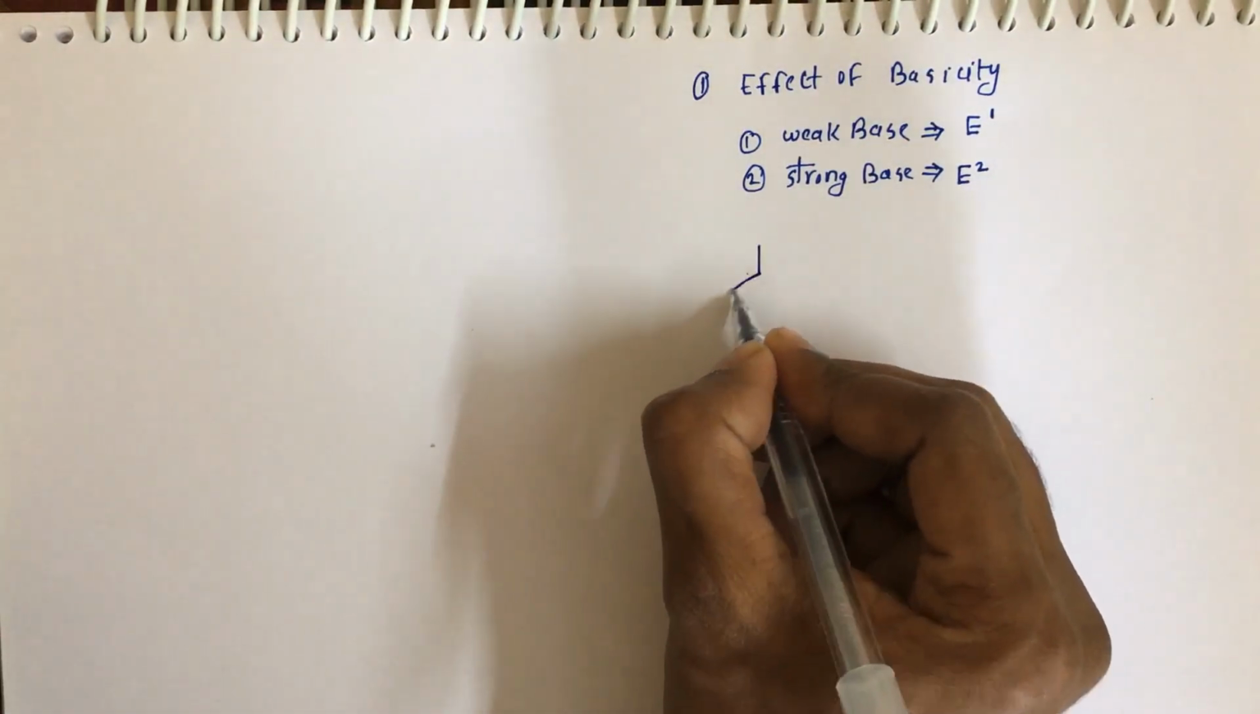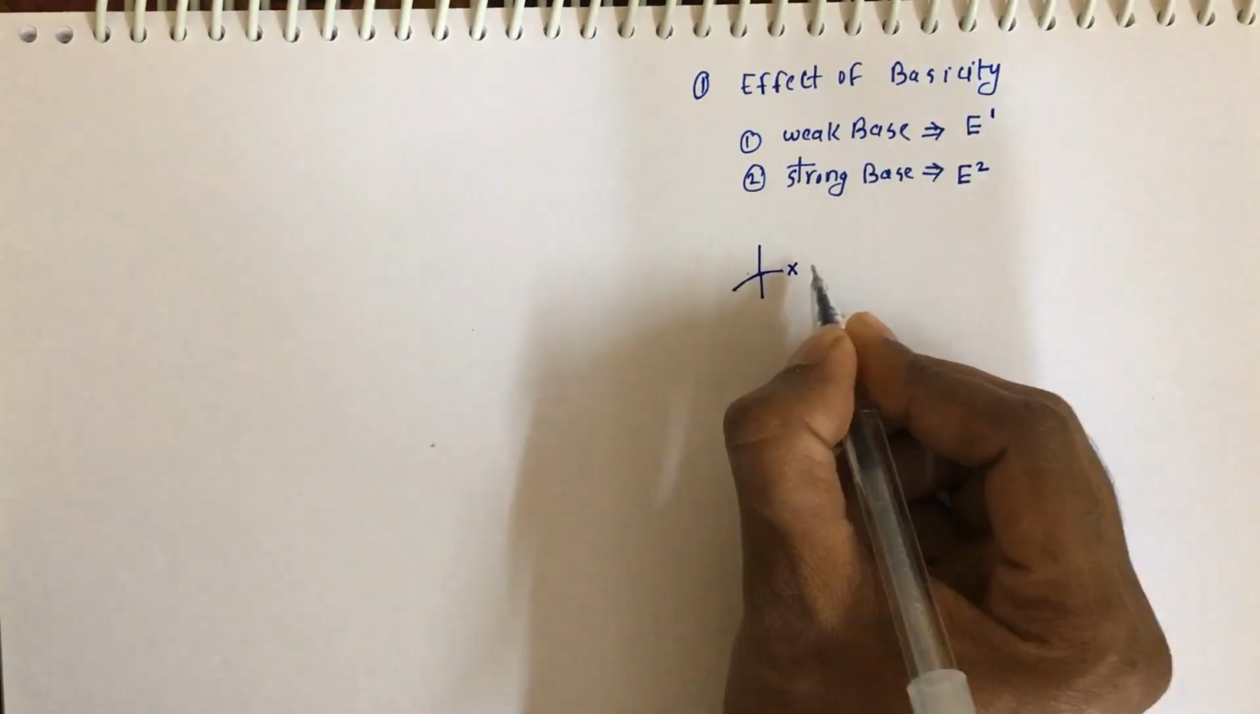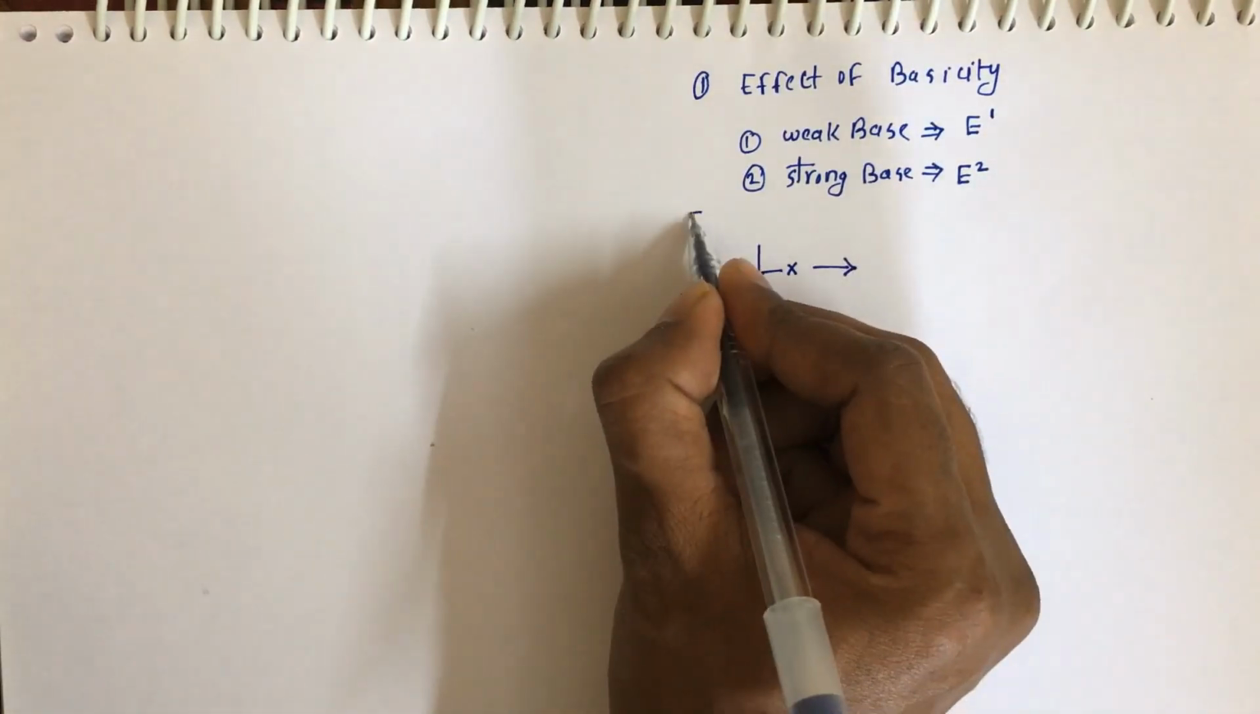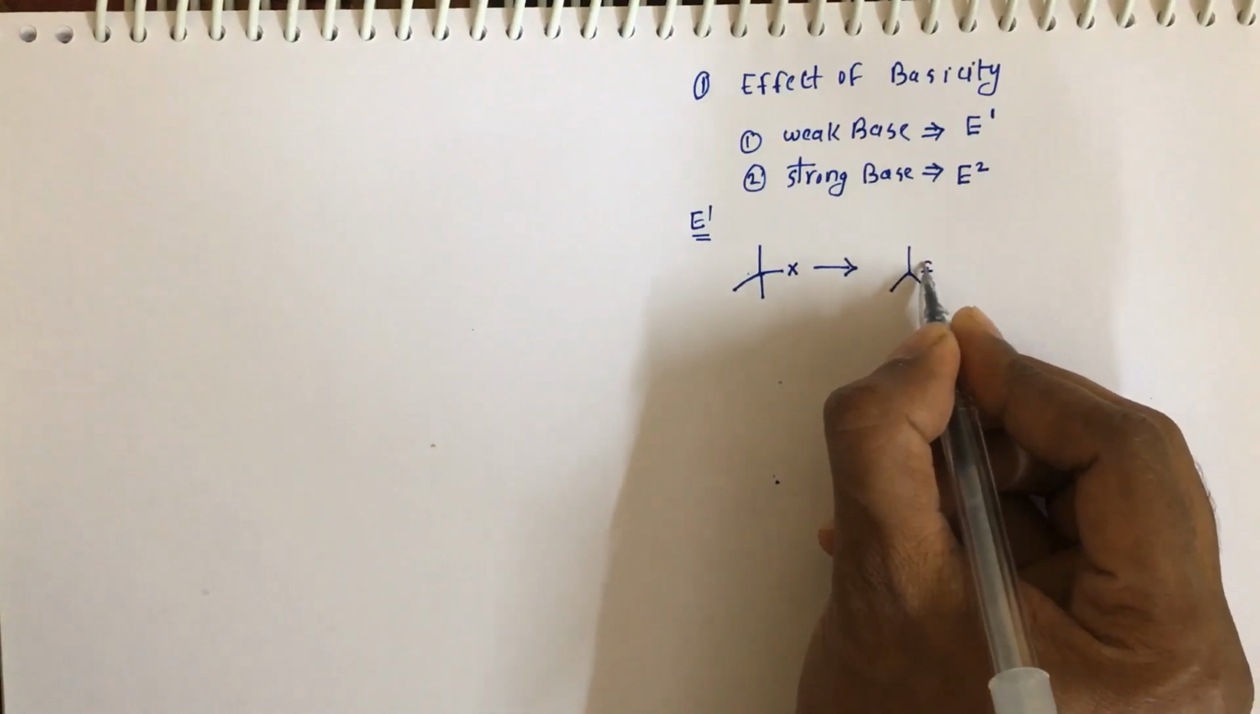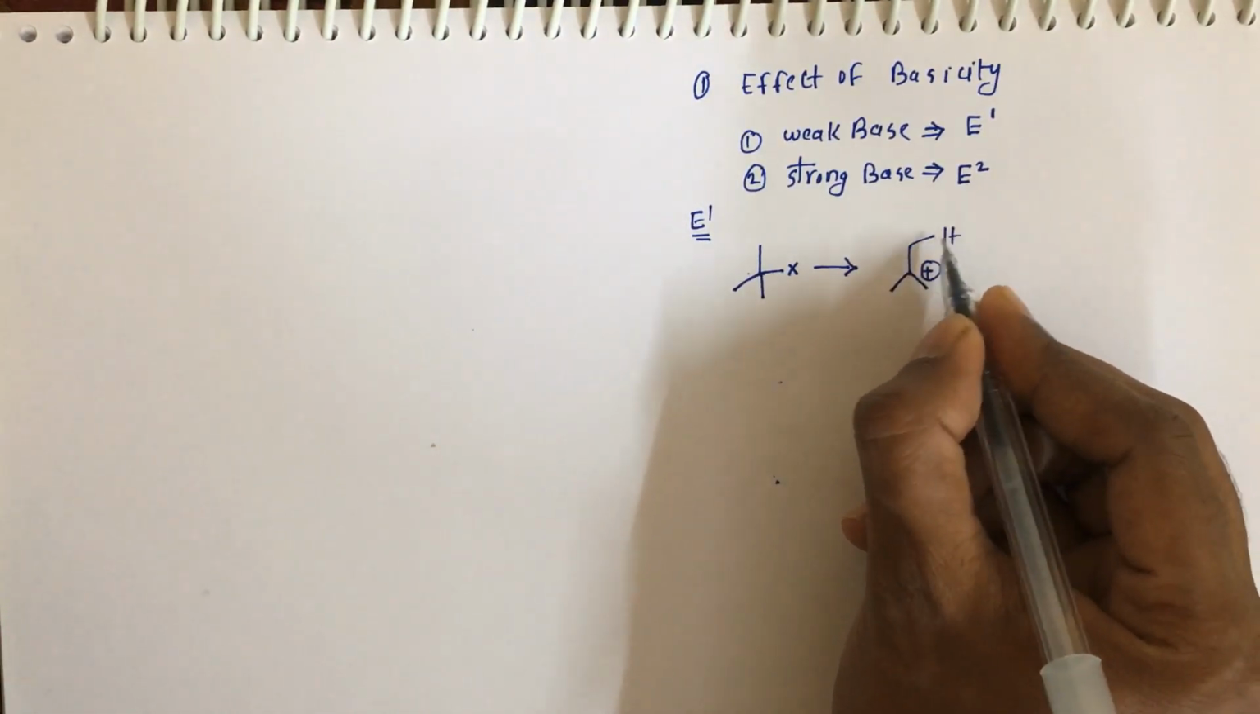As we see in case of alkyl halides in an E1 mechanism, the first step is the elimination of a leaving group, and the second step is the abstraction of the proton.